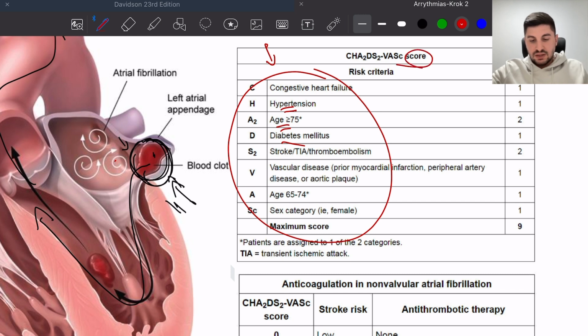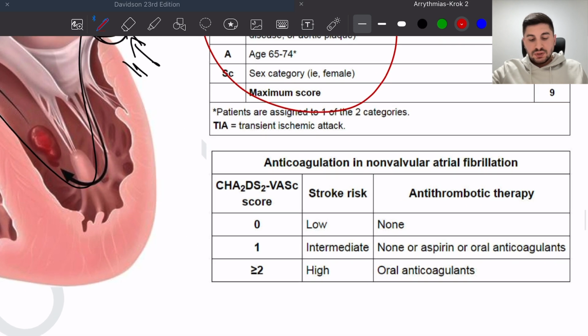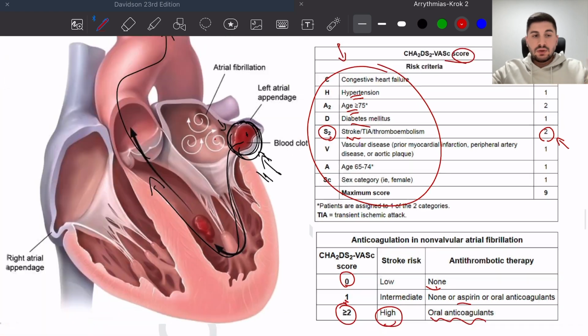For example, this is the score, and someone who got a one-time stroke before, this is already 2 points. And if someone has 2 points, he has a higher stroke risk, and he gets oral anticoagulants. If someone has 0, then he gets nothing. If someone has 1, he gets aspirin.